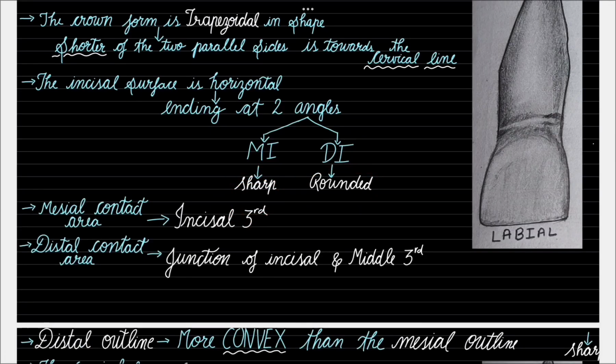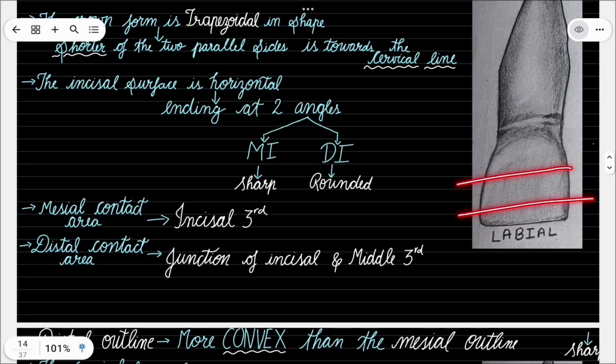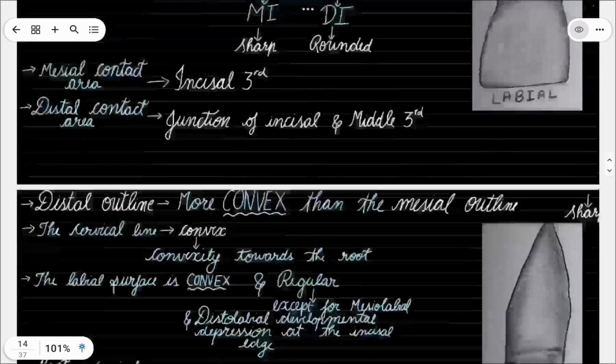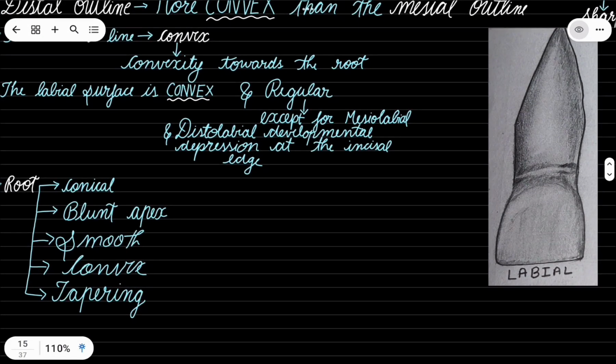Now for the contact area on the mesial side, remember this is the mesial side, this is the distal side. So here as we know, we had the division into thirds. So the contact area for the mesial side will be in the incisal third. See over here, this is the incisal third. This will be the mesial contact area and the distal contact area will be over here at the junction of incisal and middle third. This is the mesial contact area and this is the distal contact area. Now as you can see from here, this is the distal outline and this is the mesial outline. Now as you can see, the distal outline is slightly more convex than the mesial outline.